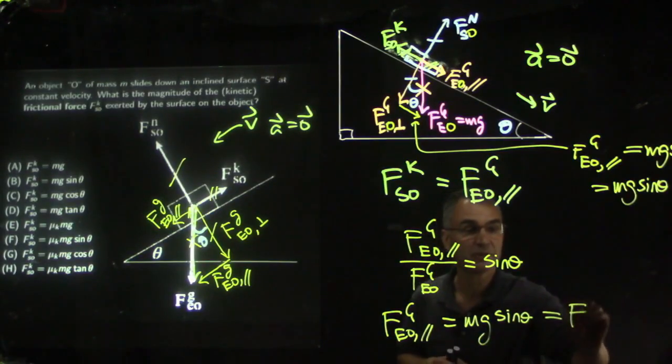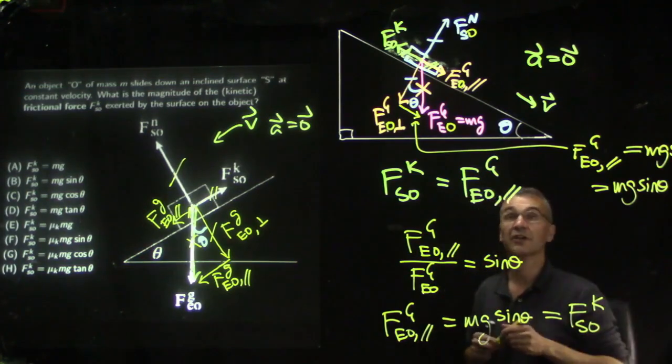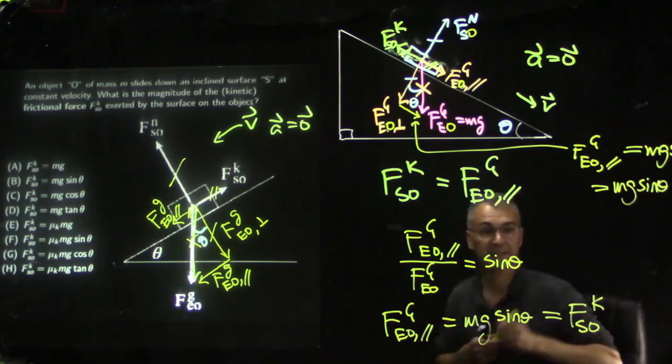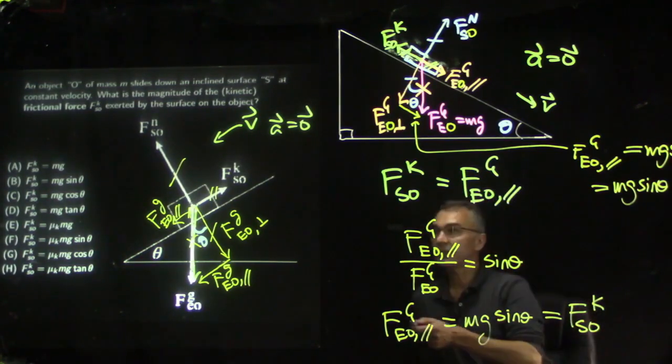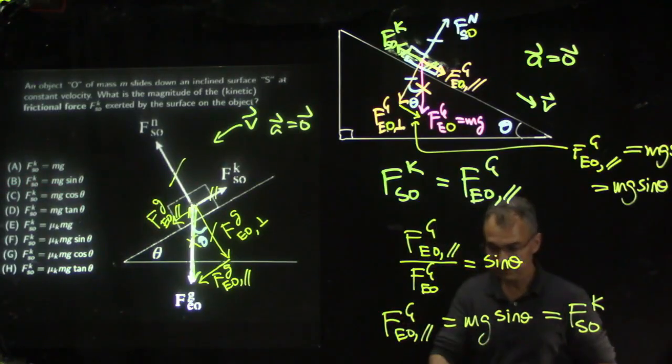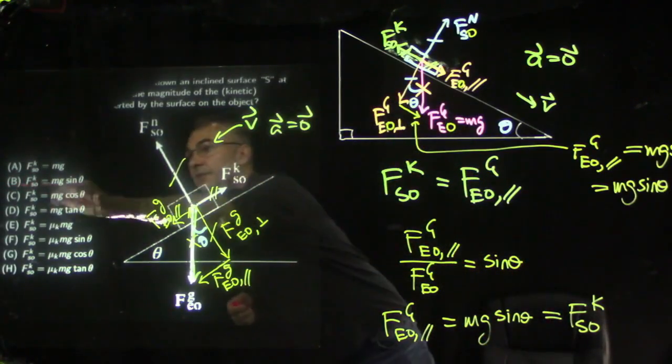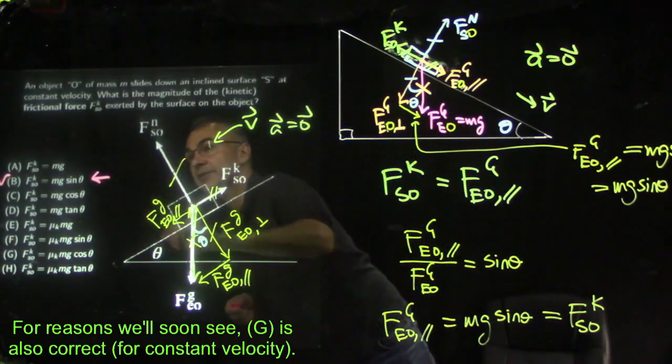And that's going to equal the force of kinetic friction by the surface on the object if we are at constant velocity. And that is going to equal mg sine theta. So I think I like answer B. Bravo. There actually is one other answer that turns out to be correct, but we have to do more steps to get to it.